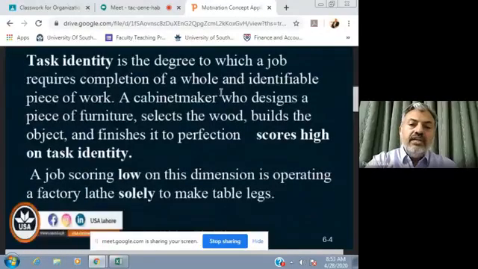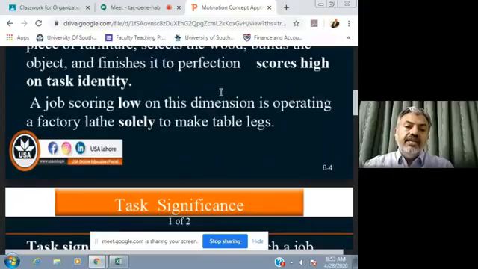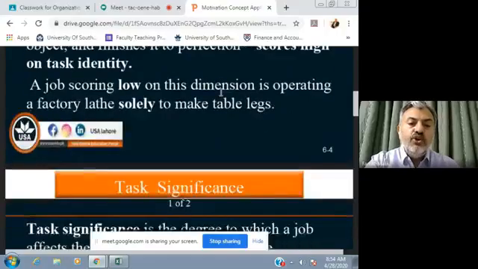On the other hand, if a person is just producing table legs, and there's a lathe machine on which he is working, he just puts the wood piece near the lathe machine, and then he models the leg of the table, and puts it on one side. He takes another piece of wood and then converts that piece of wood into the leg of a table. So whole day long he is producing table legs. That's why his task identity is low.